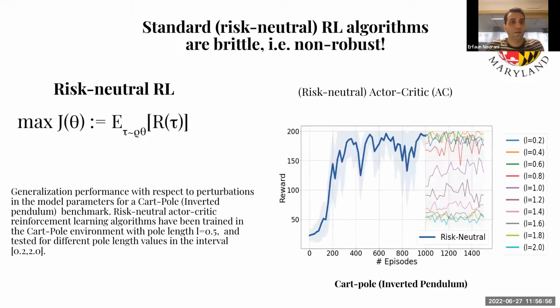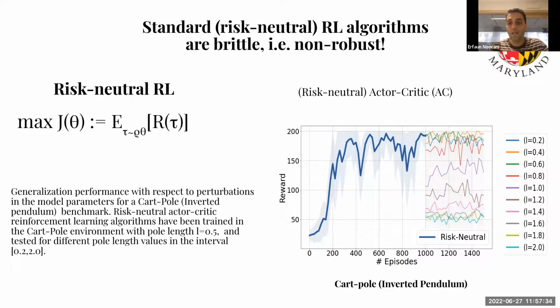Next slide, please. So the standard RL algorithms are notorious for being brittle and non-robust. And you don't need to go that far to see this. Pick your favorite example. I took CartPole, which is an inverted pendulum on a cart that you're supposed to push left and right and balance the pole. And train it with, in this case, actor-critic, but you can take your favorite algorithm and train it to perfection.